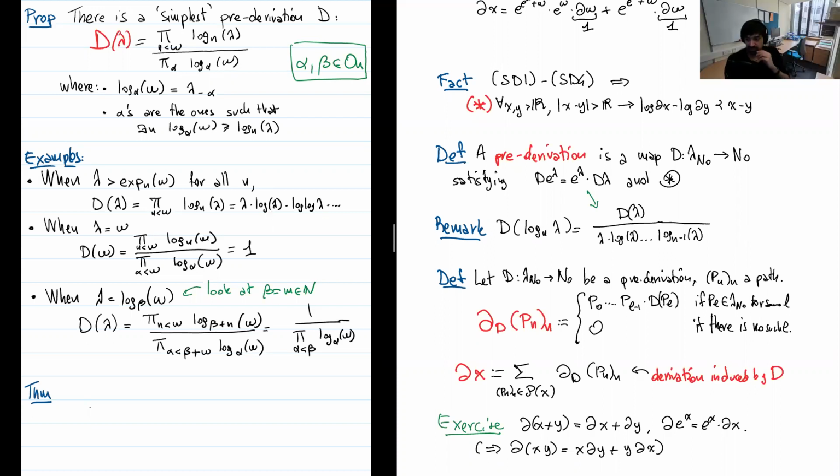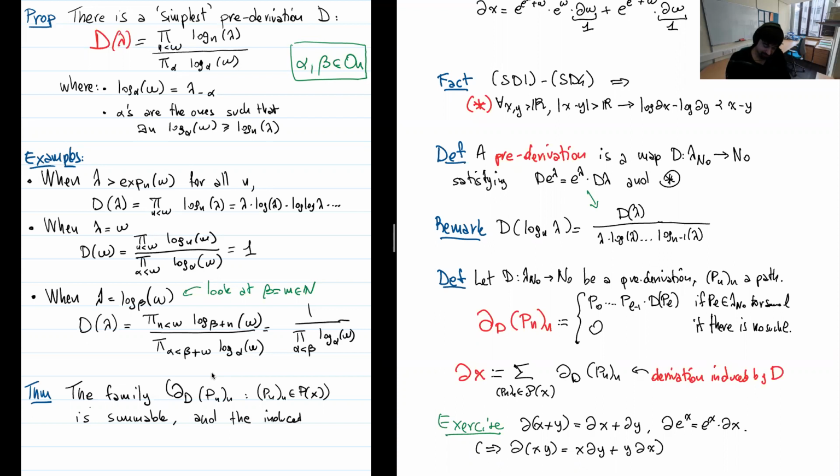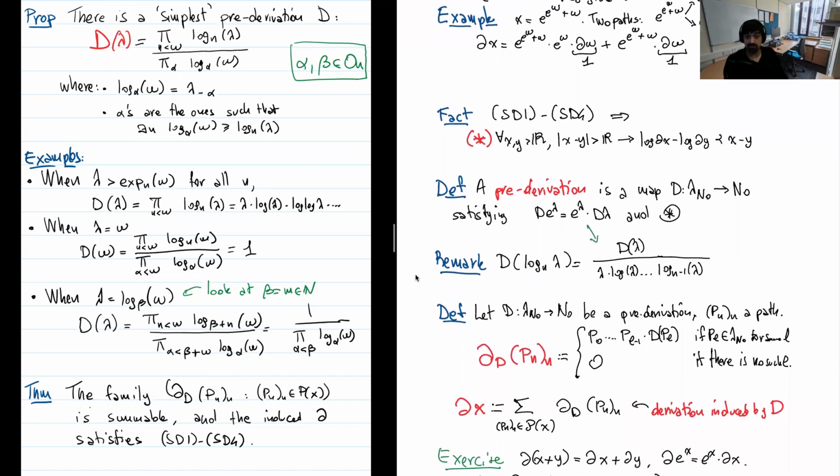Okay. Now the theorem with which I have to end is that, for this pre-derivation, this particular D, the family of contributions, the paths of some x, is summable, which means that the derivation induced by D is well defined, and the induced derivation delta satisfies SD1 to SD4. So you do get a derivation, and you do get the property that we wanted, which were far away now.